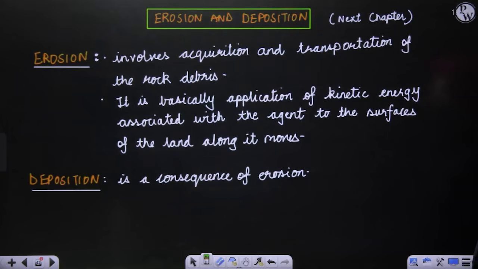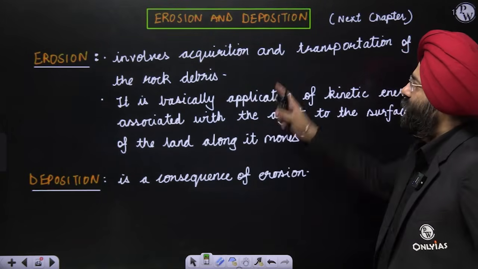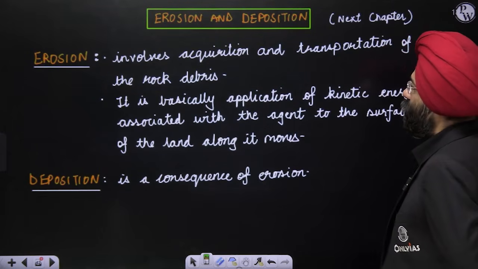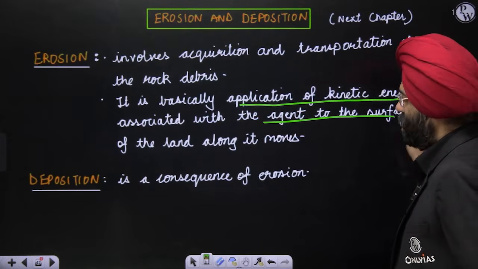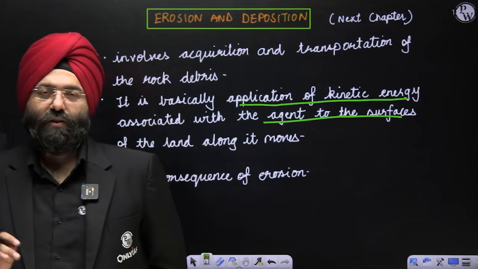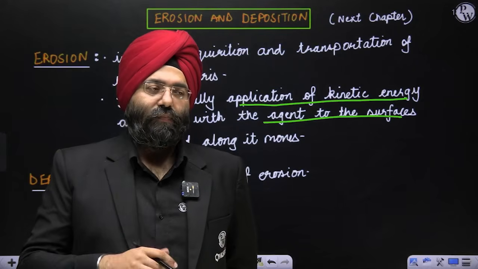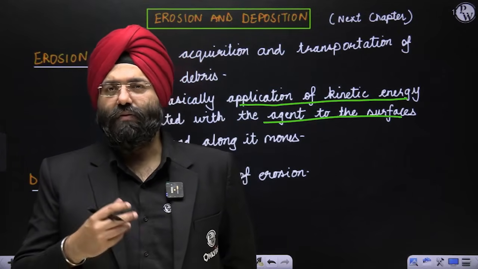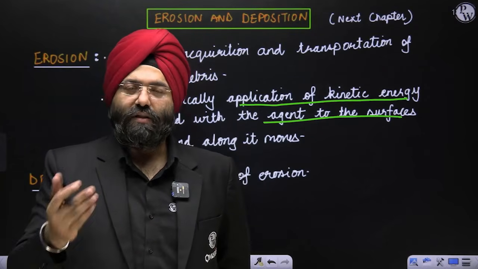Erosion and deposition, please understand, we will be covering this in the next chapter. It basically involves the acquisition and transportation of the weathered material or rock debris, and it is basically the application of kinetic energy associated with the agent. Whenever we talk about erosion, we will be considering kinetic energy, where geomorphic agents like running water, waves, currents, winds and all are acting on the substances which are weathered, because weathering aids in erosion.